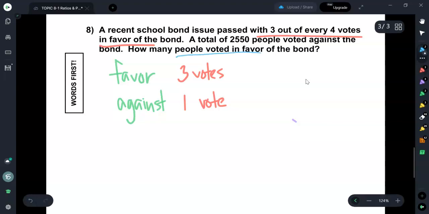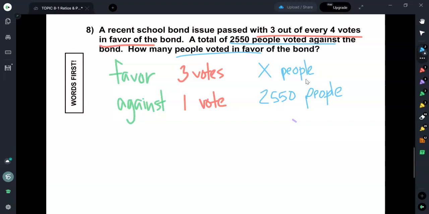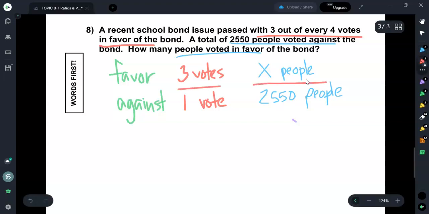Okay? So now let's look at people. How many people voted in favor? We don't know how many people voted in favor. What do we know? 2,550 people voted against. So there's 2 ways you can set this up. I'm going to start showing you both ways for each one. The first one is to set it up just like you see it. Votes over votes equals people over people. I can just set it up like this. Because don't I have in favor with in favor and against with against? They match, right? So let's cross multiply.